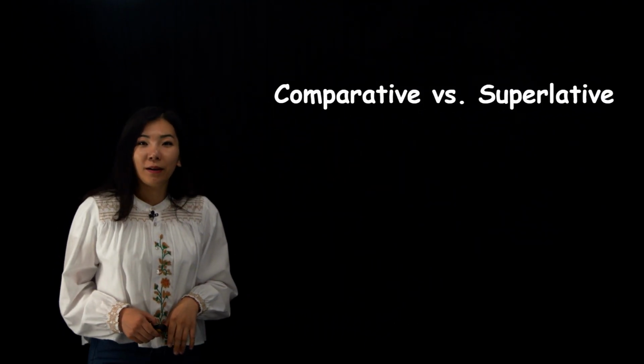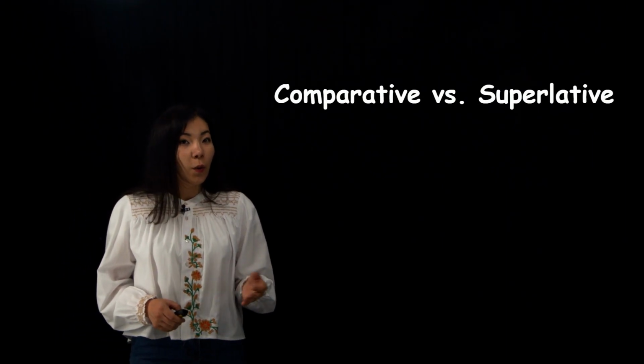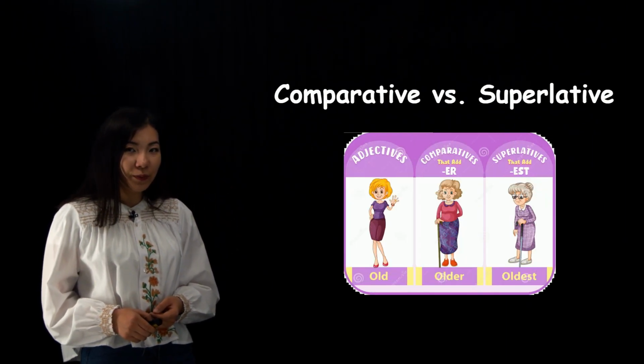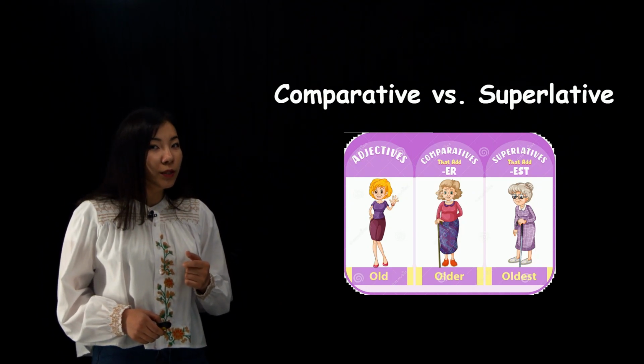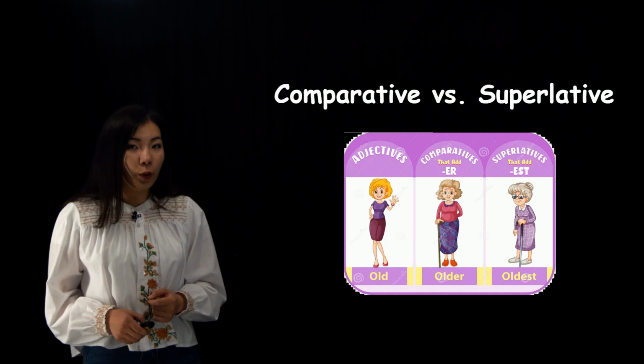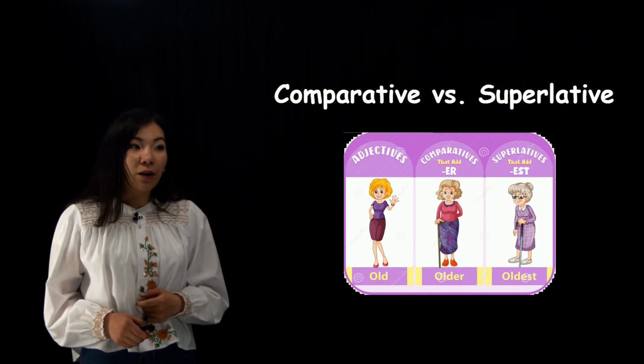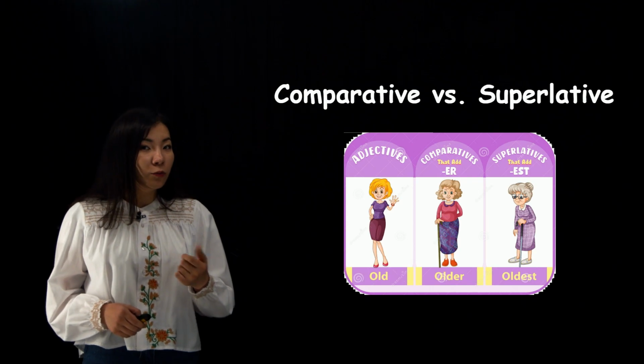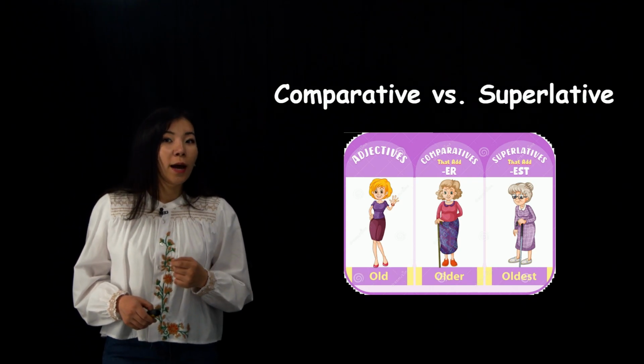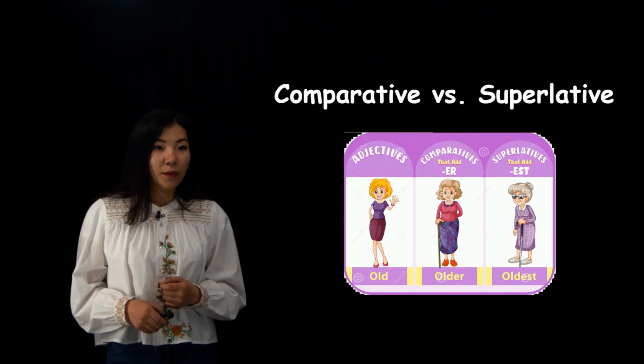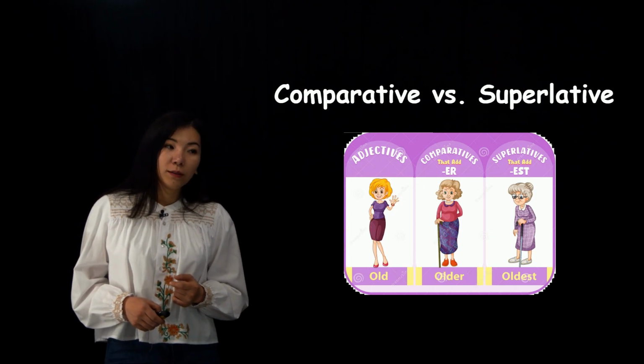Hi everyone! Today we're gonna learn everything about comparative and superlative adjectives. So, as you can see from this picture, in order to put an adjective into comparative form, we need to add the ending -er. And in superlative form, we need to add -est. For example, old, older, oldest. Alright, let's get profound information about this grammar theme. Shall we start?